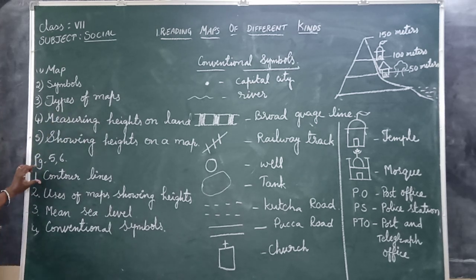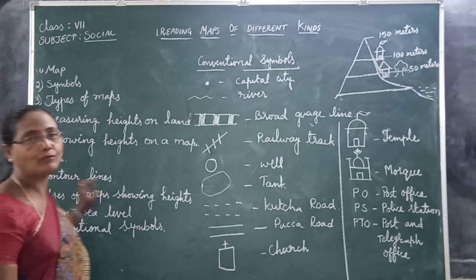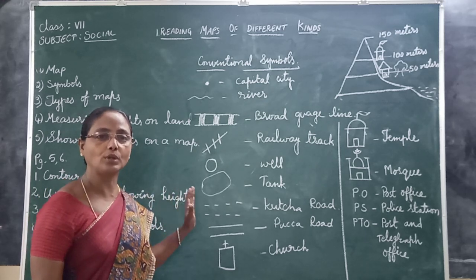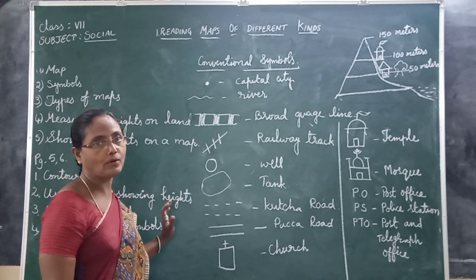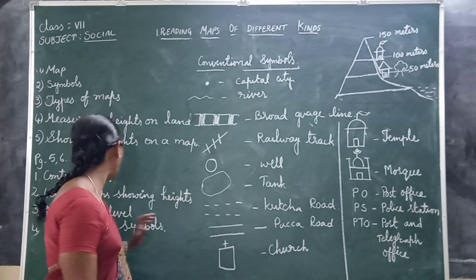Next, contour lines. Contour lines will be of irregular shape. Why? Because they depend upon the landforms. What are the landforms? Plains, plateaus, mountains are called the landforms.